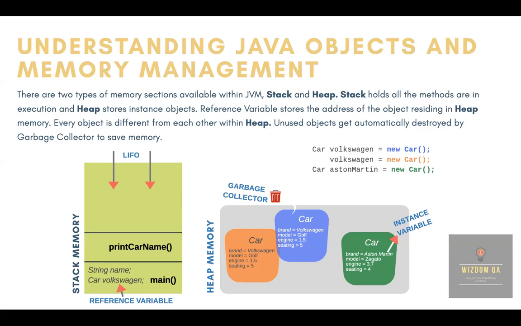Yeah, that's the reason why I have just created another instance of the car and named it as Aston Martin. You can give another golf, golf 1, golf 2, golf 3. Do that. Okay, yeah, perfect. They will be created in different locations in the heap memory. Okay, perfect. Thanks. Yeah, good.